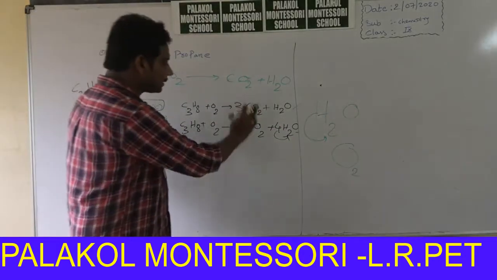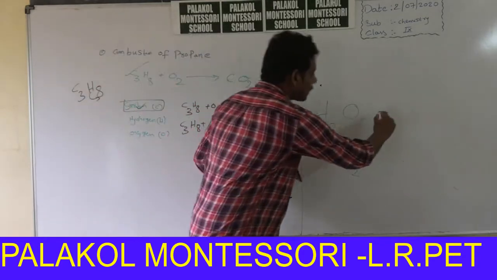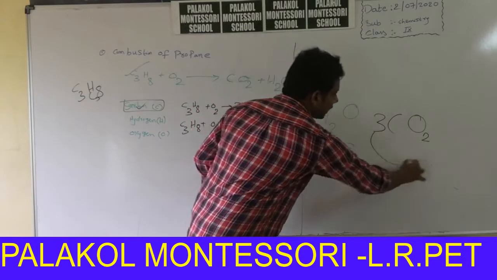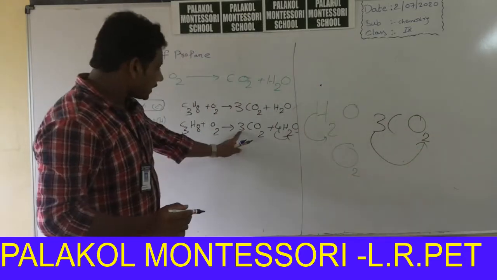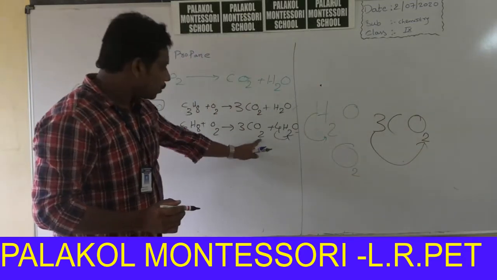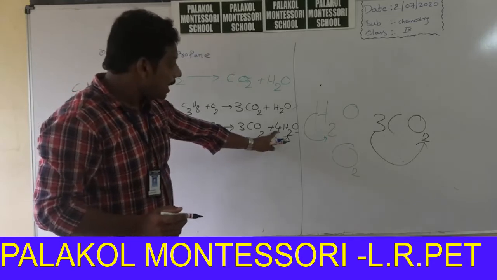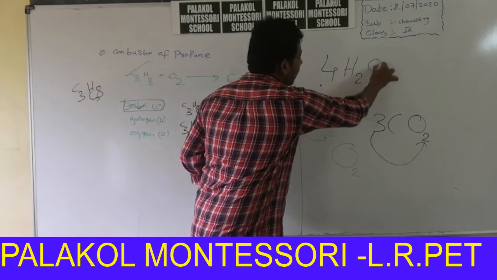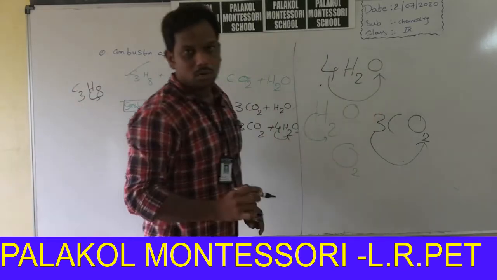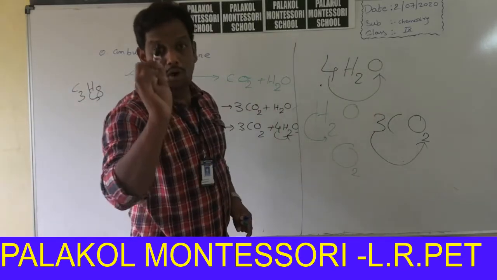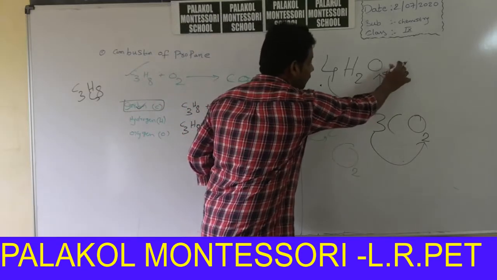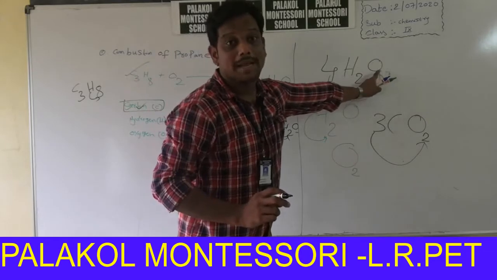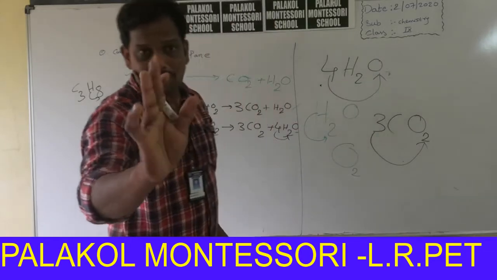What about right hand side? Number of oxygen atoms on the right hand side: 3CO2 means how many oxygens are there? 3 into 2, 6. How many oxygens are there in 4H2O? 4 into 2? Is it correct? No, 4 into 1. No number is there means 1 is here. No number is there as subscript. It is nothing but 1.